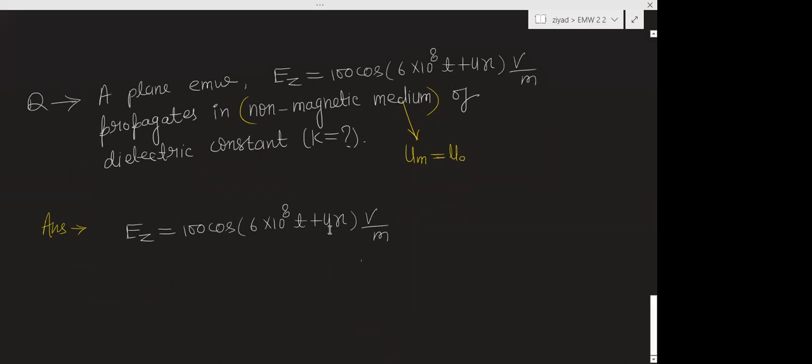Direction is negative x-axis. Very good. Direction of propagation is negative x-axis. And what is omega? Omega is 6 into 10 to the power 8. Very good.